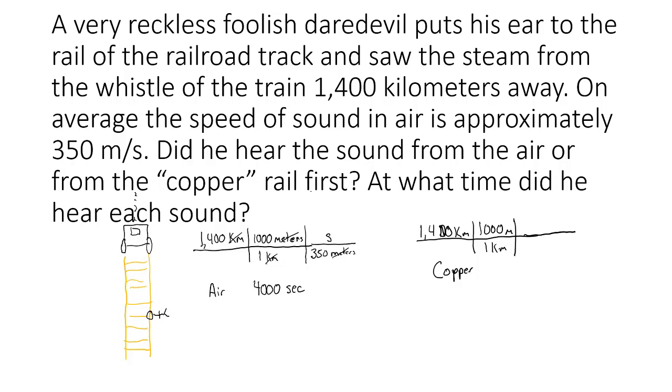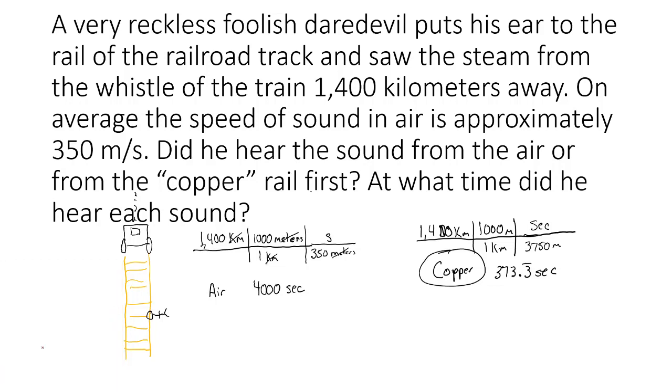When I look it up, I find out that copper is 3,750 meters per second. So the sound travels in it 10 times faster than it does in air. As we calculate this, we get 1,400 times 1,000, which again gives me 1,400,000. Then we divide by 3,750, and we have 373.3 repeating seconds that it takes in copper. So the clear winner, if you're going to hear it faster, is the copper rather than the air.